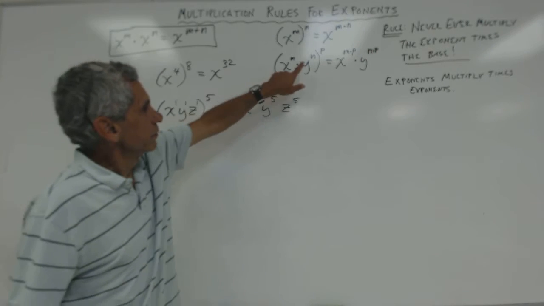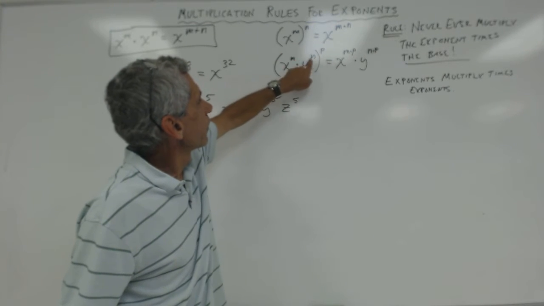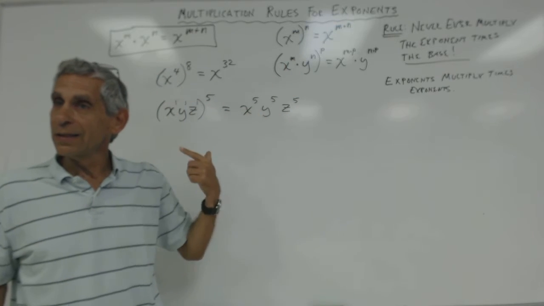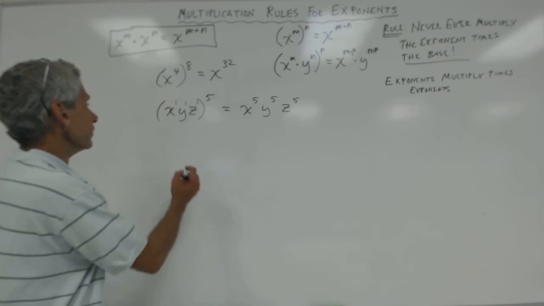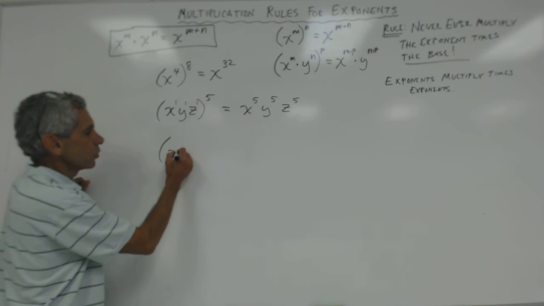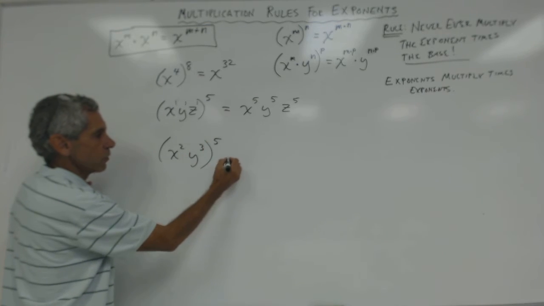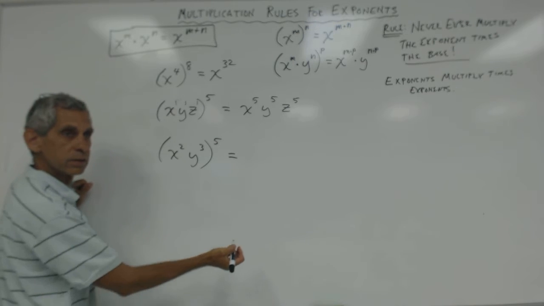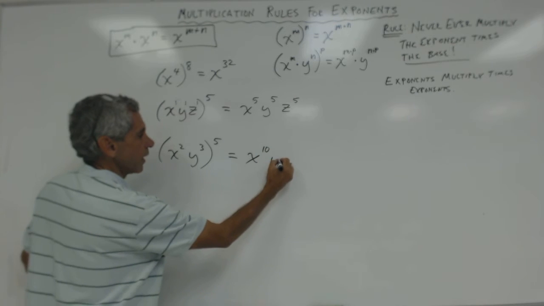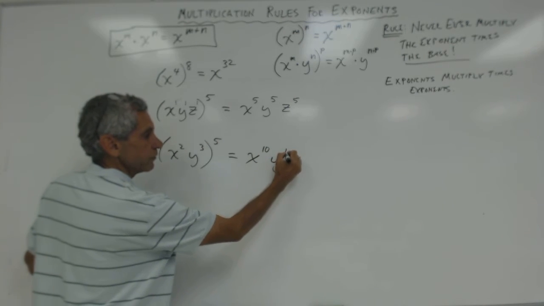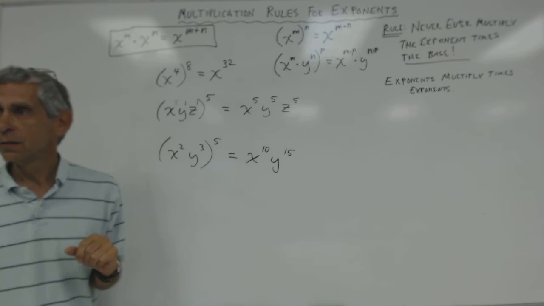Okay? So this p is next to the parenthesis, therefore it affects everything inside. The only thing it does though is multiply times the exponents. It never multiplies times the base. So if I had x squared y cubed and I was raising it to the 5th power, what would it be? X to the 2 times 5, which is 10, y to the 3 times 5, which is 15. Am I right? Okay, that's pretty straightforward. I think everybody gets that, right?